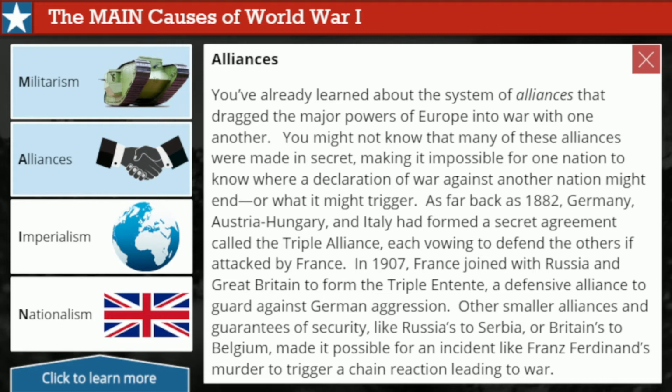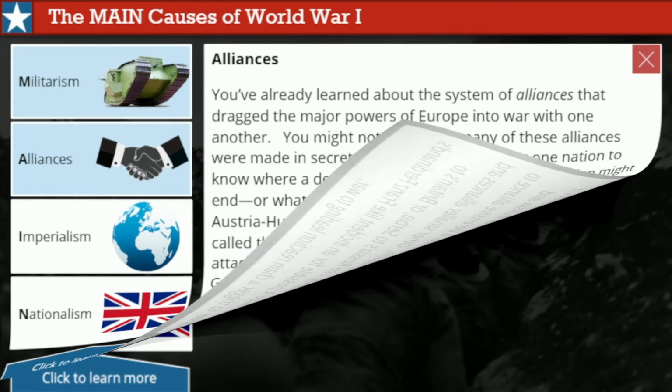In 1907, France joined with Russia and Great Britain to form the Triple Entente, a defensive alliance to guard against German aggression. Other smaller alliances and guarantees of security, like Russia's to Serbia or Britain's to Belgium, made it possible for an incident like Franz Ferdinand's murder to trigger a chain reaction leading to war.